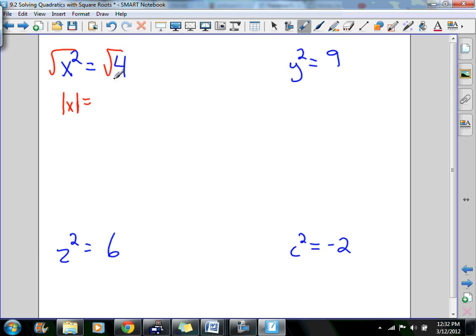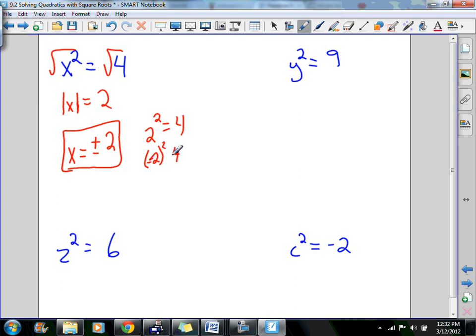And we're going to be left with the square root of 4, which is 2. Now, in order to get rid of the absolute value, that means the number inside has to be positive. Well, because that number has to be positive, the number itself can be positive or negative. So we flip it and say plus or minus 2. And we check this by plugging it back into the equation. Okay? We go 2 squared equals 4. That's correct. And we go negative 2 squared equals 4. That's correct. So we checked it, and we got our answer.